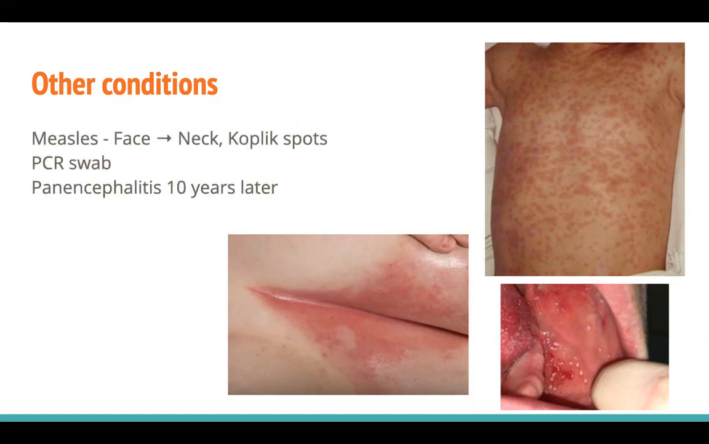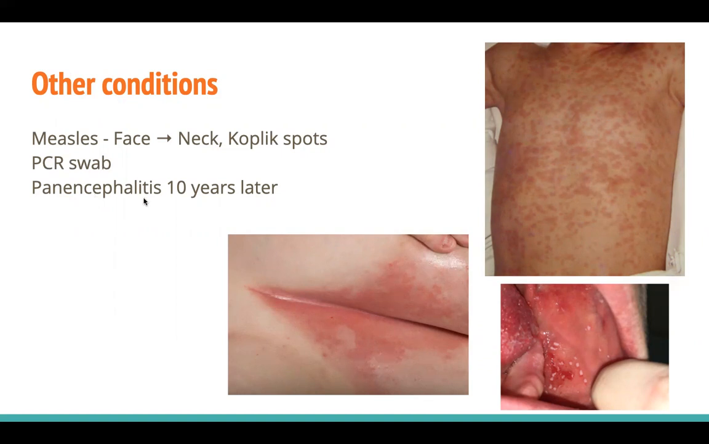So one of the ones that you need to worry about is measles. This can start with a rash on the face, a maculopapular rash spreading to the neck and the rest of the body. Often these patients can have Koplik spots, these white-grey spots on the buccal mucosa. These tend to appear around 3 days before the rash on the body and the face. These patients need PCR swabs if you're thinking that they might have measles.